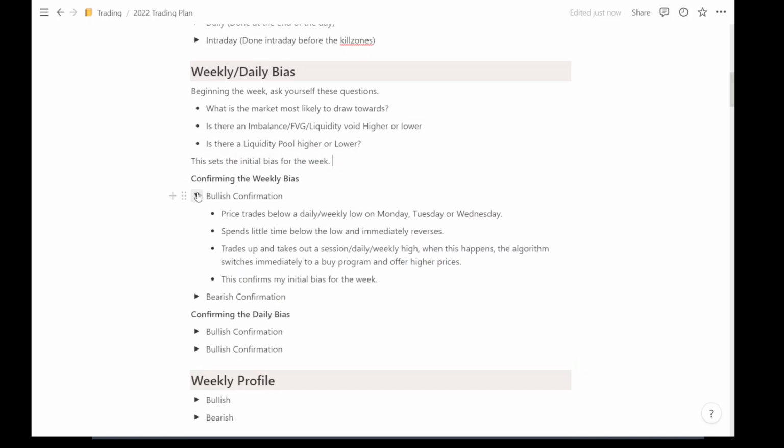Okay, now confirming the weekly bias. Okay, the way I confirm my weekly bias is I wait for Monday price action to happen. So generally, Monday's price action is going to act like the initial range for that week. Okay, so once Monday price action has played out, then I wait for Tuesday and Wednesday to take out Monday's high or Monday's low depending on if I'm bullish or bearish. Okay, so if I am bullish, I'm going to wait for price to trade down on Tuesday or Wednesday to take out Monday's low, or Tuesday's low if it is happening on Wednesday.